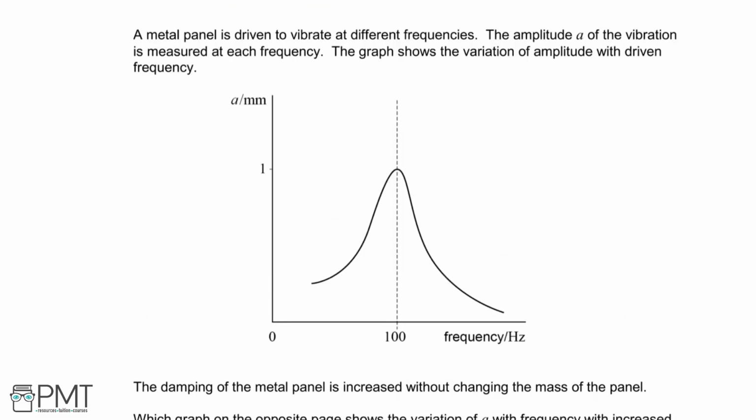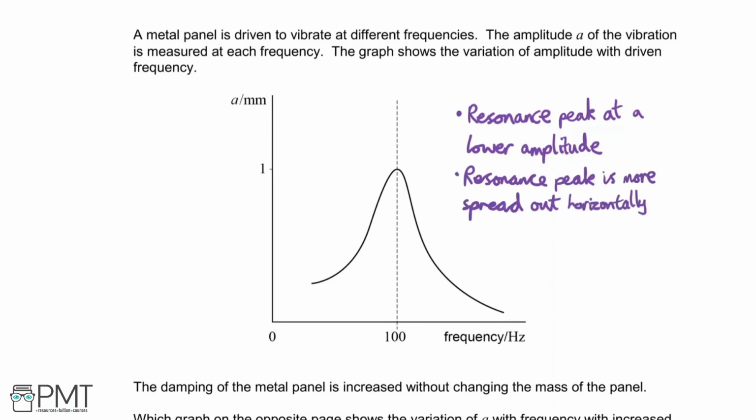Now, before we look at those graphs, there are three things that happen when you increase the amount of damping in a resonance system. And those are: the resonance peak occurs at a lower amplitude. You can see here that it's at 1 millimeter. It's going to be less than that when resonance occurs. So we're looking for a shorter peak. The resonance peak is more spread out horizontally, so it won't be such a tall, thin peak. It will spread out in terms of frequency. The peak occurs at a slightly lower frequency, so what we should observe on this graph is that it's going to peak at slightly less than 100 Hertz. It will be slightly to the left.